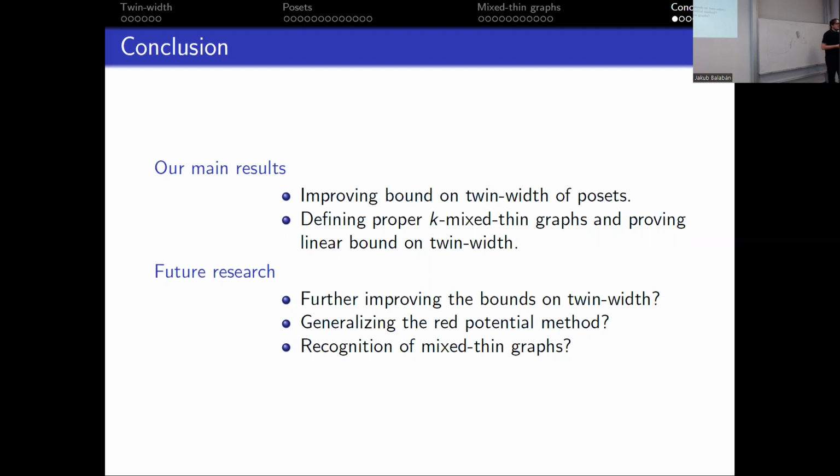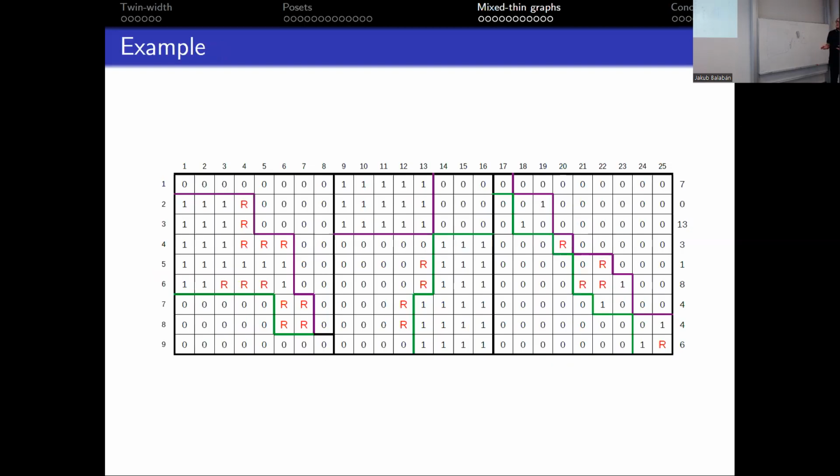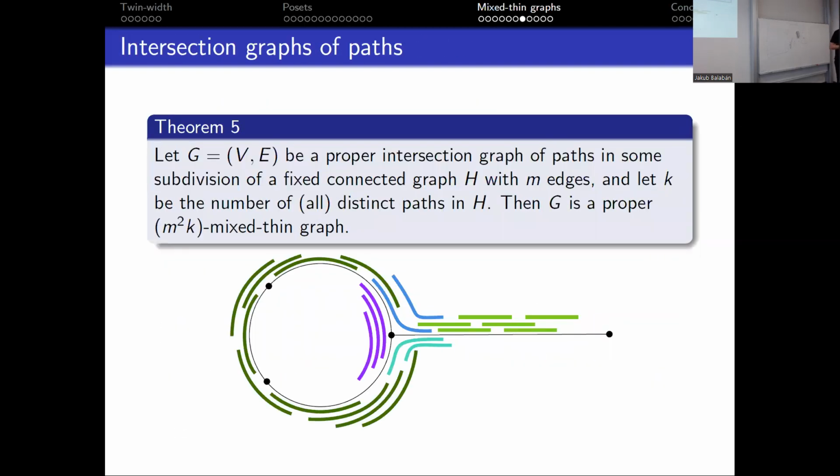I wanted to ask, you said that if it's the intersection graph of paths in a subdivision of H, then it's a mixed graph. Can we also build the representation algorithmically in this case? So for your algorithm you need a representation as a k-mixed graph? Yes, for this case we can build a representation, if we are given the path representation.